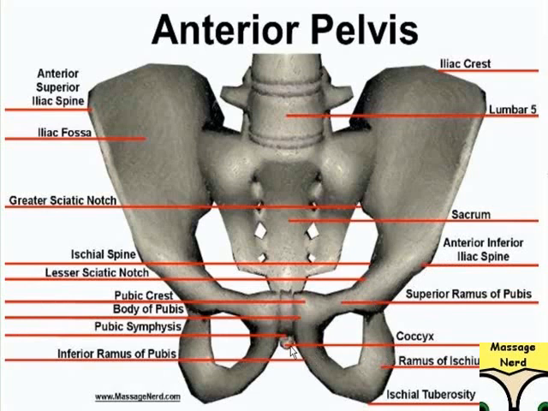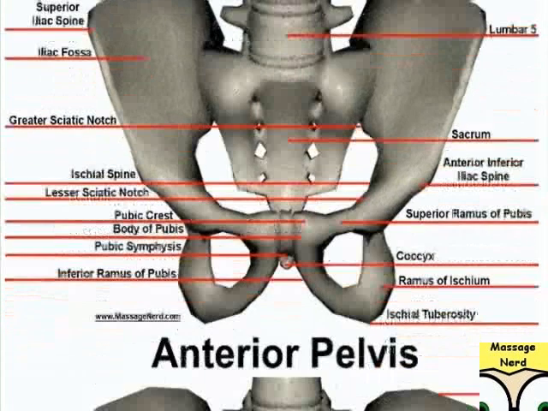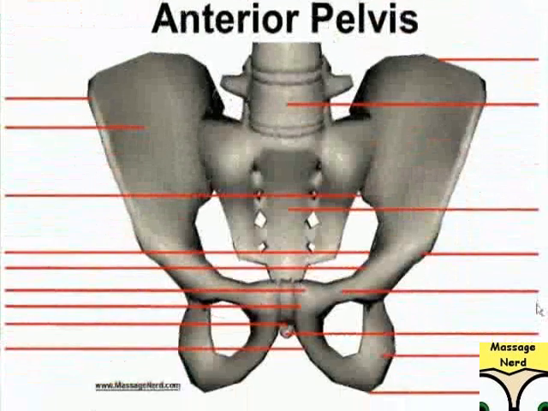Then coccyx, aka tailbone. Then ramus of ischium, right here. Then ischial tuberosity, lowest portion, right here. I'll give you some time. You can practice on your own.